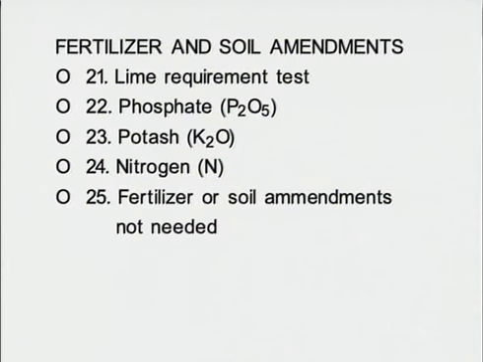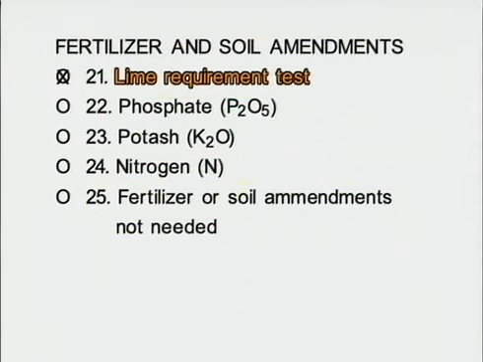So under fertilizer and soil amendments, we should have darkened the circle beside 21, a lime requirement test, and beside 22, this site requires additional phosphate fertilizer. So that completes my review of this example situation, site number 1, land evaluation card.